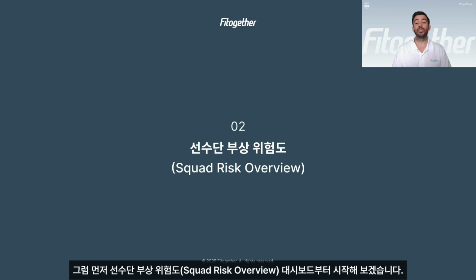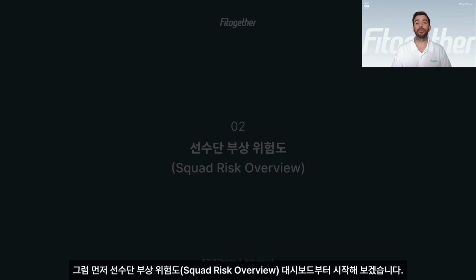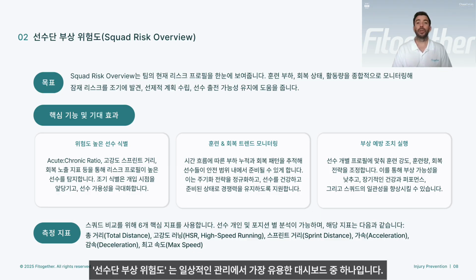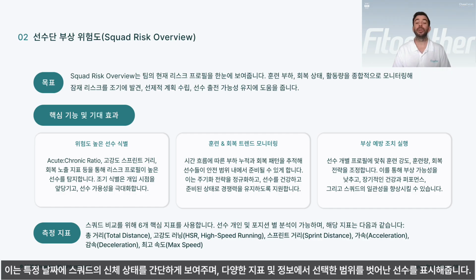Let's start with the squad risk overview dashboard, which is in our data portal platform. The squad risk overview is one of the most valuable dashboards for day-to-day management. It gives you a simple snapshot of your squad's physical state on that day, flagging players who are outside of your choice of ranges for a variety of metrics and information.